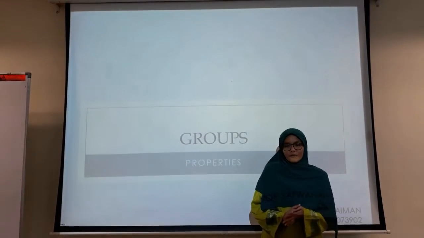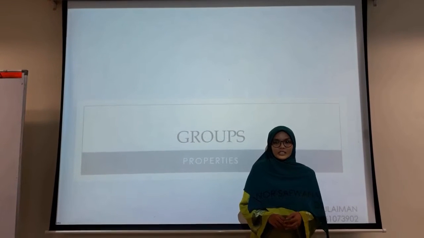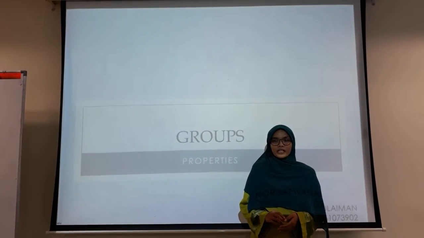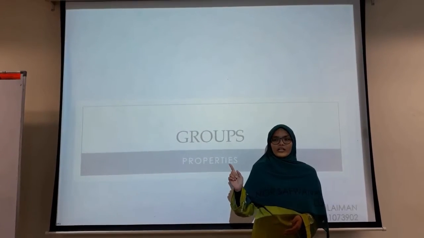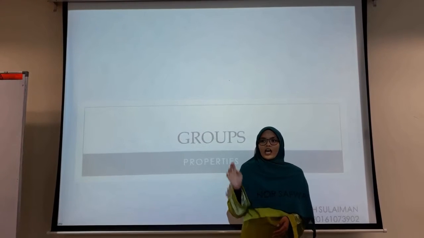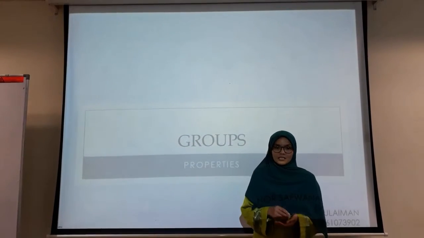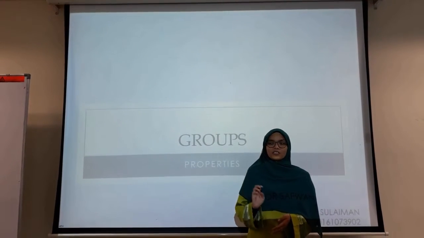For groups, the definition of groups. In order to prove that the binary structure is a group, you need to prove that it is associative, it has an identity element, and it has an inverse element. After you have proven all those elements in the binary structure, then it is considered a group.